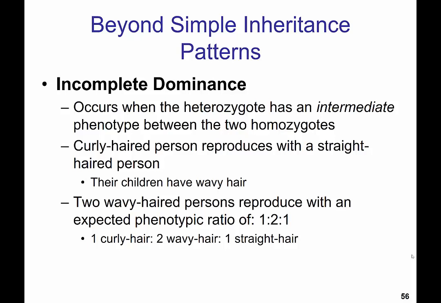If we have two wavy-haired persons that reproduce, then we get the expected phenotype of a 1 to 2 to 1, as in one curly hair, two wavy hair, one straight hair, possibility for each time a child is produced. Let's look at that in more detail.